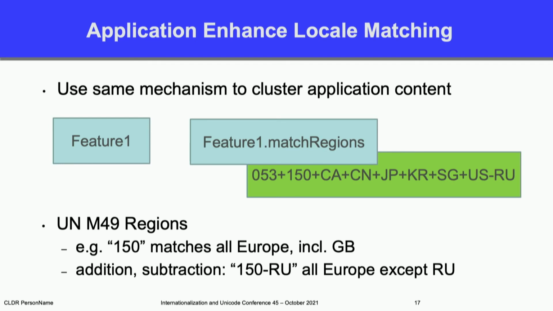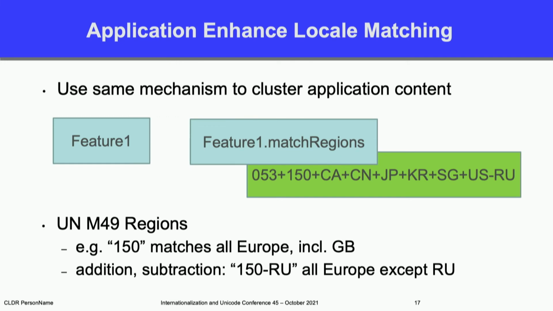So this one says, okay, this feature is available for all of Australia and New Zealand and their territories. It's available in Europe, that's 150, and Canada, China, Japan, Korea, Singapore, US. And then you see this minus Russia. So the cool thing about this is it allows you to take large regions and then do addition and subtraction.